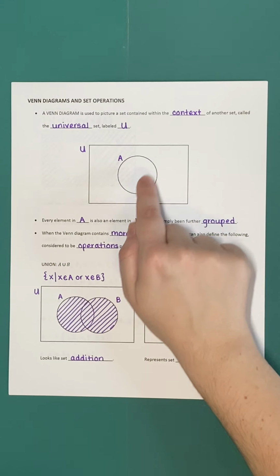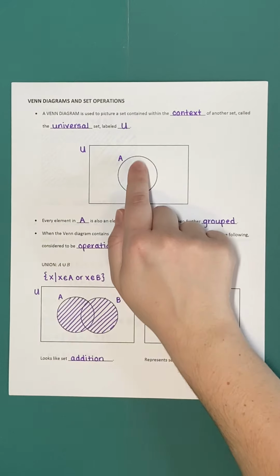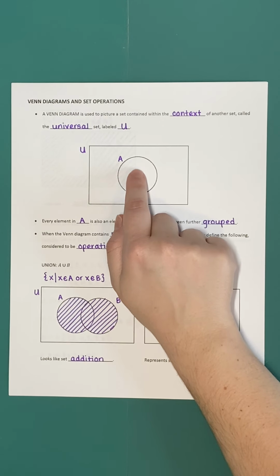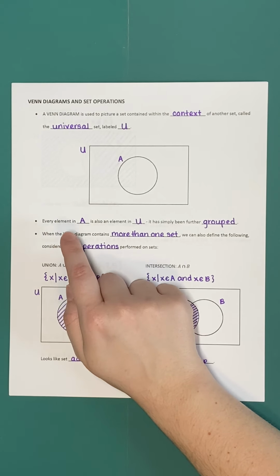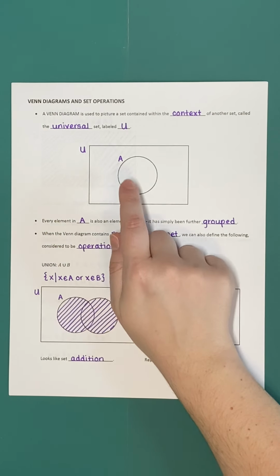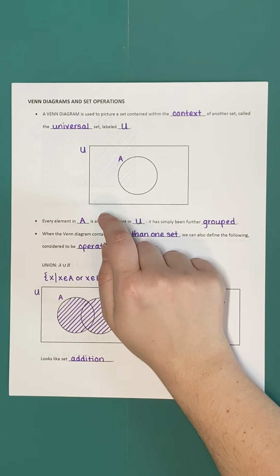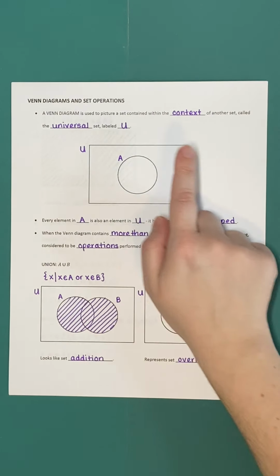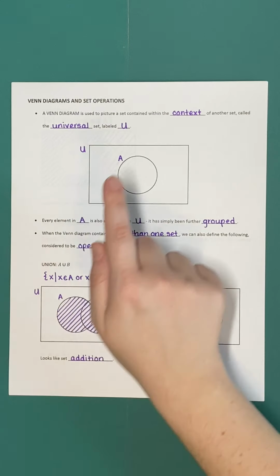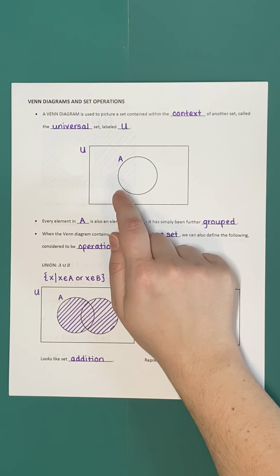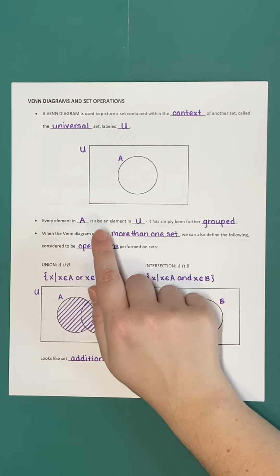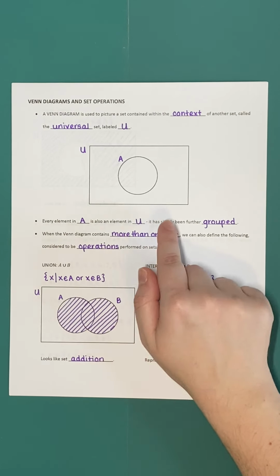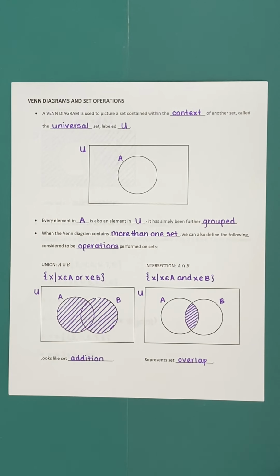So all of the business majors that have been further grouped are contained in A, that special set, but they're also still contained in the universal set because they're still students in the class. So any further groupings we do are still within the context of our universal set. They've just been grouped a little bit further because for some reason they have something in common. So every element in A, another way to say that, is also an element in U. It's simply been further grouped based on whatever situation we're interested in.